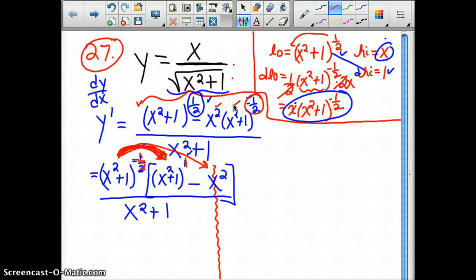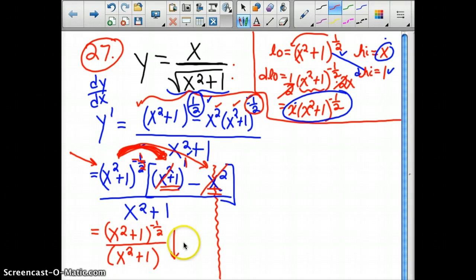So it looks good. Now, I clean up what's in my inner parentheses here. I have x squared plus 1 minus x squared. So my x squareds go, right? So on the inside parentheses, I actually just end up with a 1 in there. So I'm going to have x squared plus 1 to the negative 1/2 on the outside that I pulled out. And then on the inside, I'm left with just a 1. So that is all over x squared plus 1. But then remember, we never leave negative exponents.